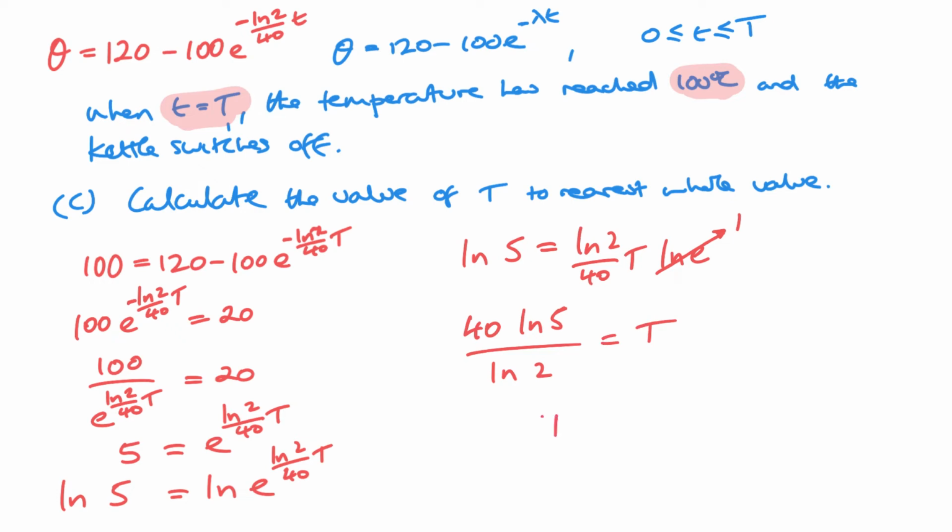And since I don't need to write this as an exact answer, at this point I can put it in my calculator. In my calculator, I get 92.877 and so on. The question was nearest whole value, so we're looking at 93 seconds.